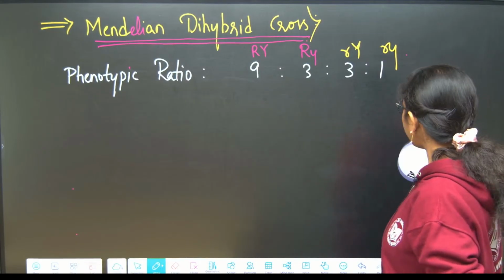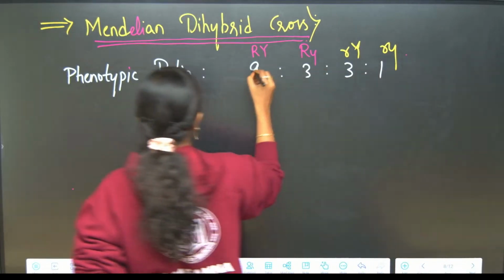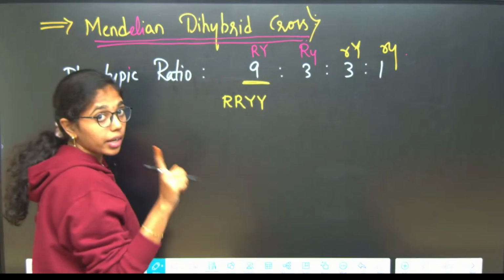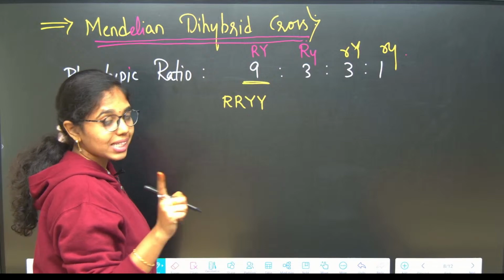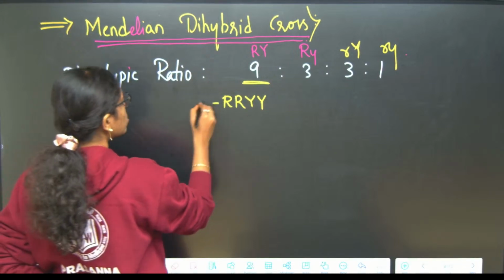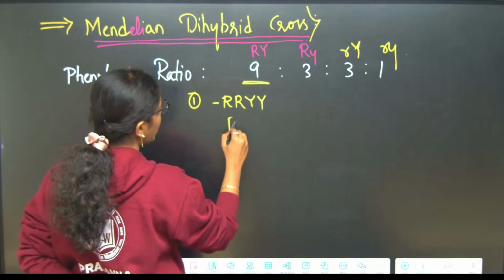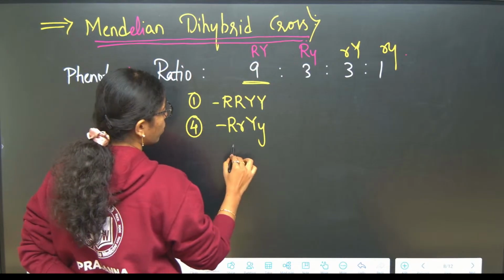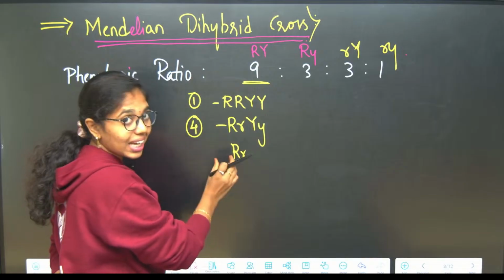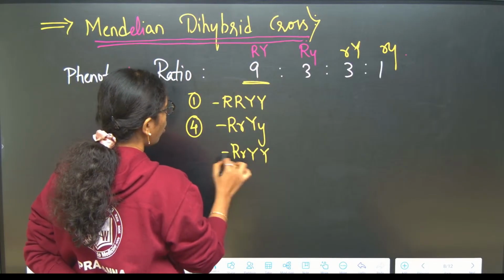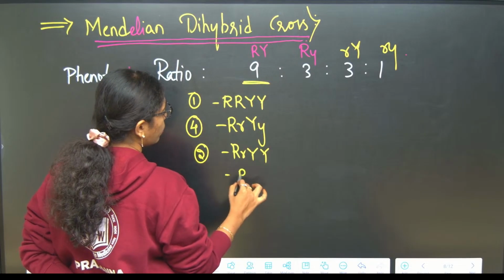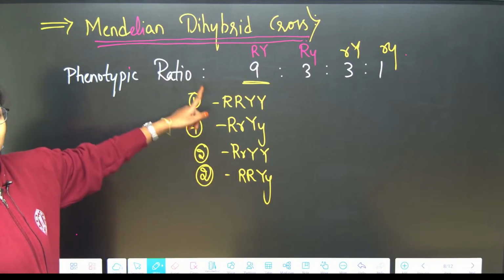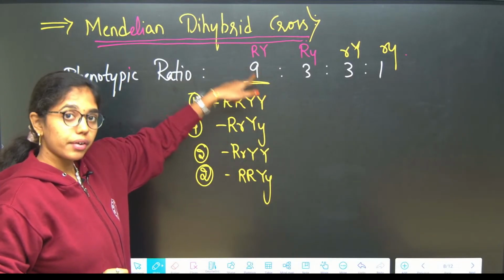From this, what types of genotypes are obtained? Of the 9 round and yellow, 1 is homozygous dominant. Refer to the Punnett square given in your NCERT and look at this. So 1 is homozygous dominant, 4 will be heterozygous dominant, and the remaining 2 have one gene heterozygous and the other homozygous, and 2 such will be present. Got it? This is the genotypic distribution of the round and yellow phenotype.